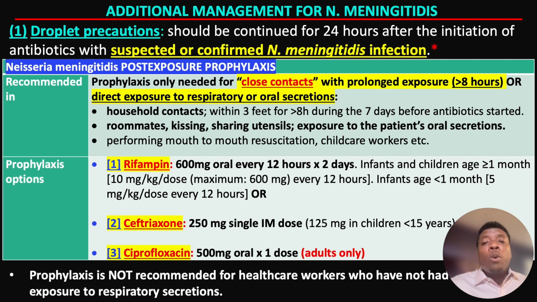Now, post-exposure prophylaxis for close contacts with either prolonged exposure for more than 8 hours or direct exposure to respiratory or oral secretions should receive prophylactic antibiotics. And this includes household contacts, roommates, romantic partners, for example. You have 3 options: rifampin, ceftriaxone, and ciprofloxacin. If they're pregnant, we prefer not to use rifampin and cipro, so in pregnant patients, we prefer ceftriaxone.